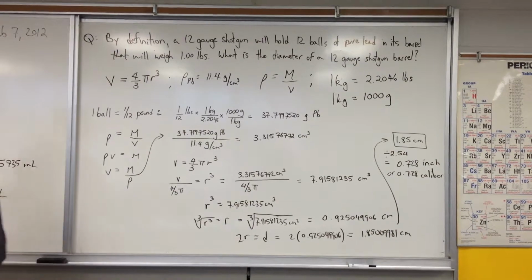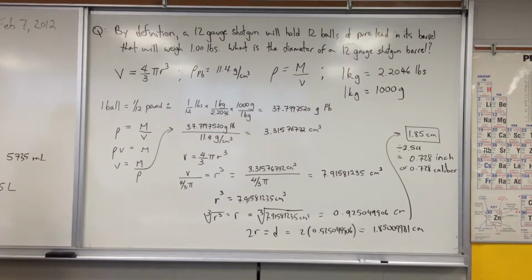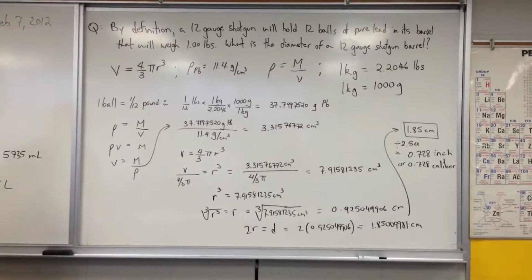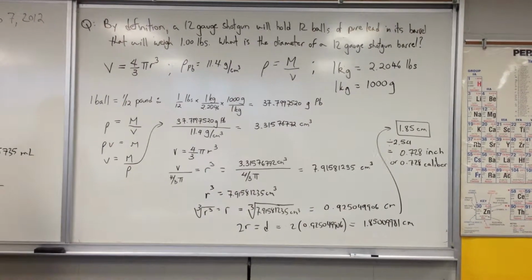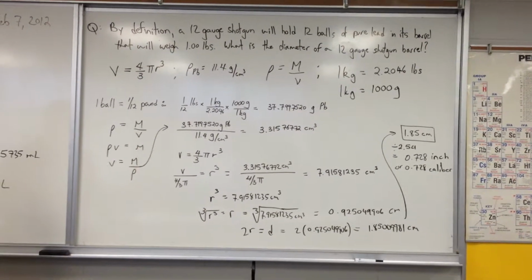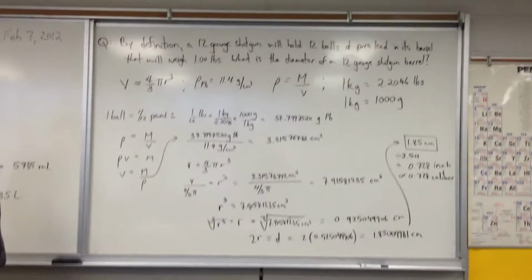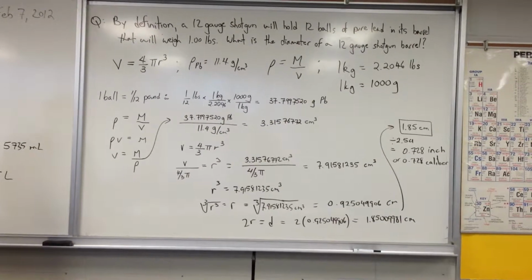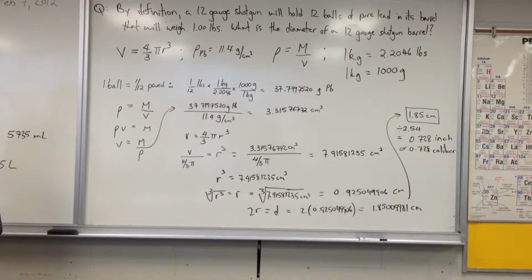By definition, a 12 gauge shotgun will hold 12 balls of pure lead in its barrel. And if you add the weight of all 12 balls of pure lead that barely fit inside the bore, they will weigh 1 pound. So the definition of gauge is based on this Old English measure. So the question is, what is the diameter of a 12 gauge shotgun barrel?